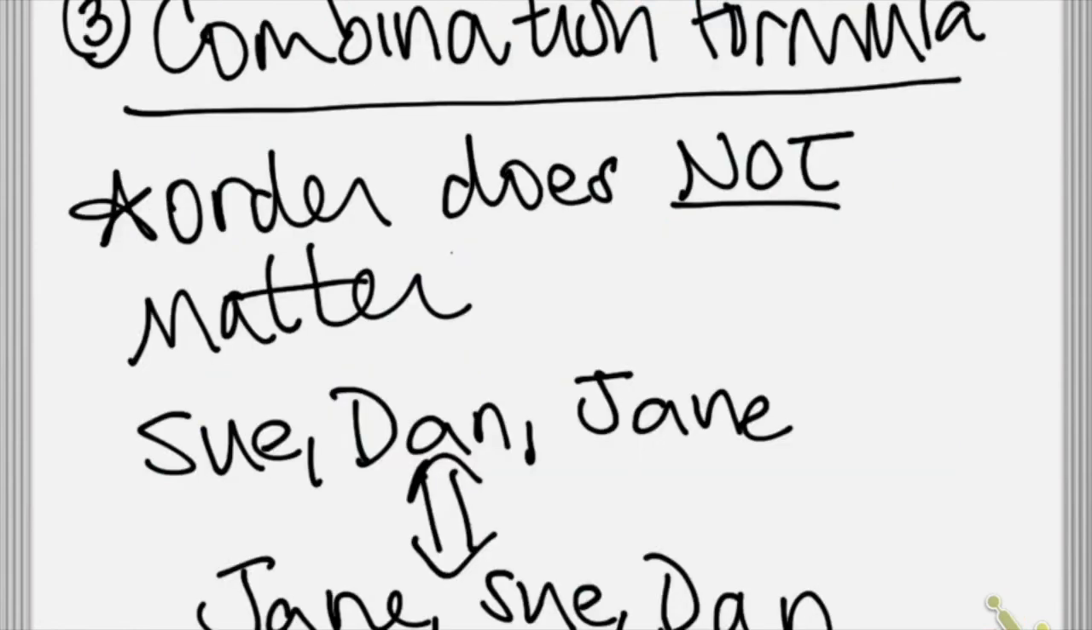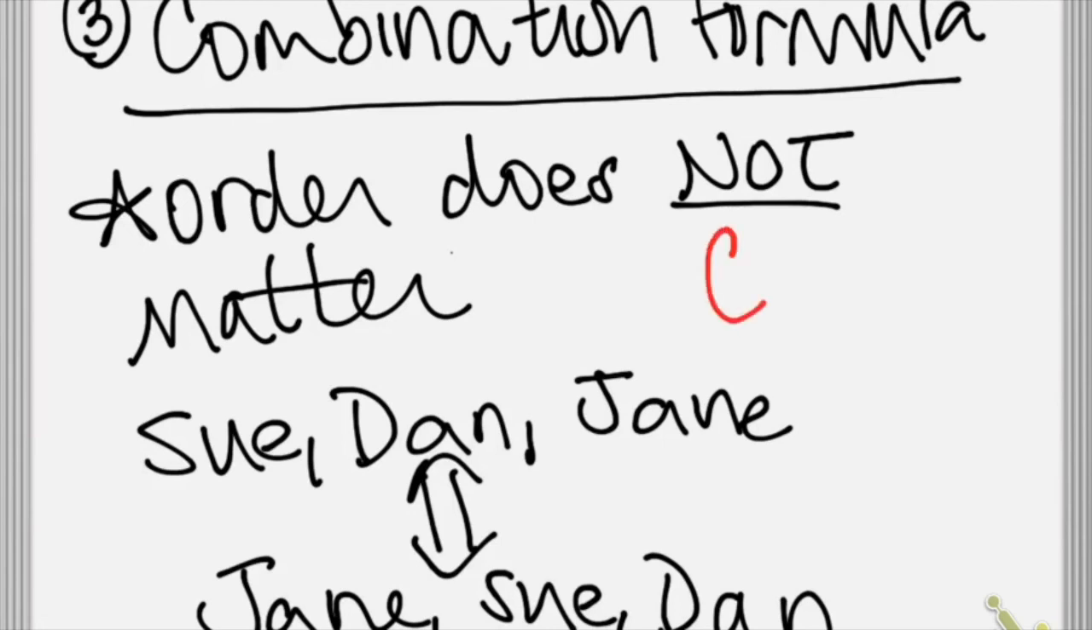My last one is called the combination formula. It's very similar to our permutation formula, except for now my order does not matter. If I'm trying to pick a committee of 3 colleagues to work together on a new proposal, saying that the committee is comprised of Sue, Dan, and Jane is the same thing as saying the committee is comprised of Jane, Sue, and Dan.